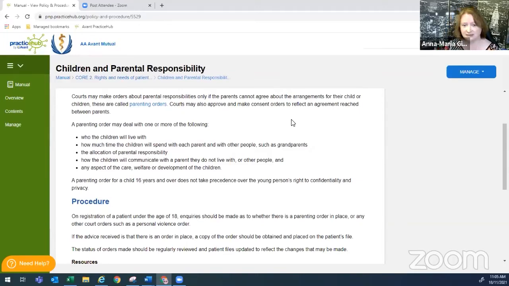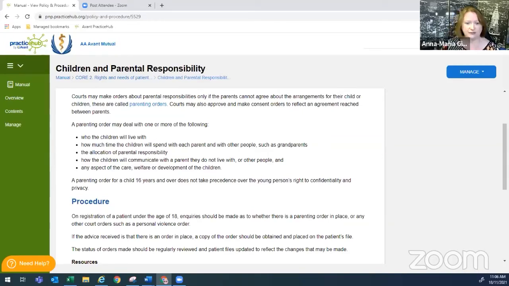So some of the things that a parenting order might consider include who the child lives with, how much time they spend with each parent. But from your perspective, probably a key one here, or two key areas, are the allocation of parental responsibility and also any aspect of care, welfare or development of the children. So it's really important, I think, from your perspective, that as a healthcare provider, that you are aware of any of these orders that may be in place for your patients who are under 18 years of age.